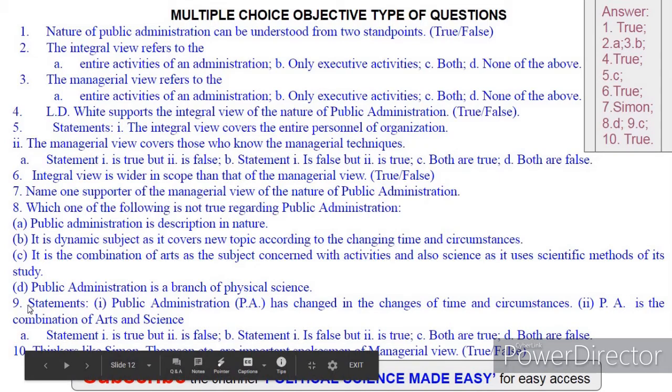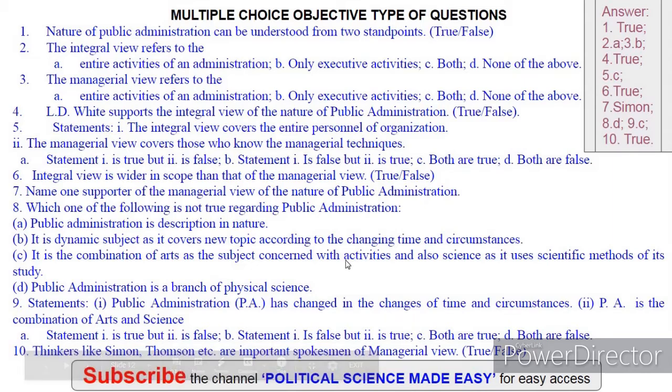Question number nine. Statement one, public administration has changed with changes of time and circumstances. Statement two, public administration is the combination of art and science. Both statements are true, so in option C we see that both are true. So this is the correct answer, C is correct.